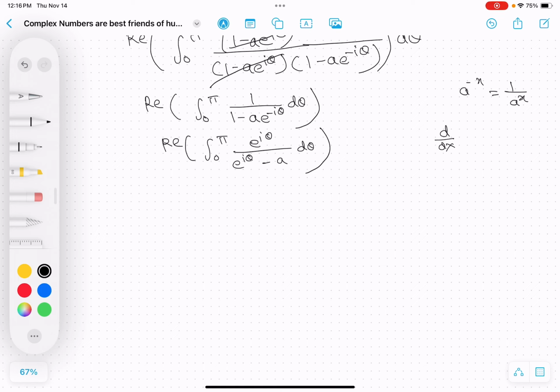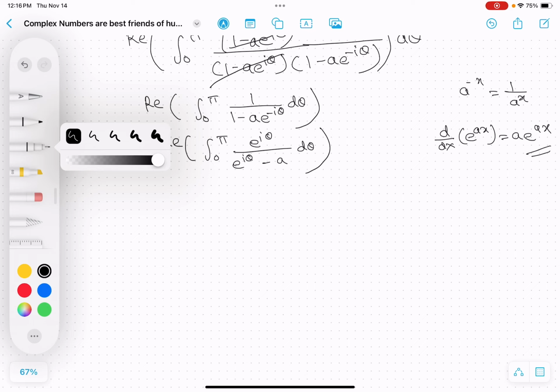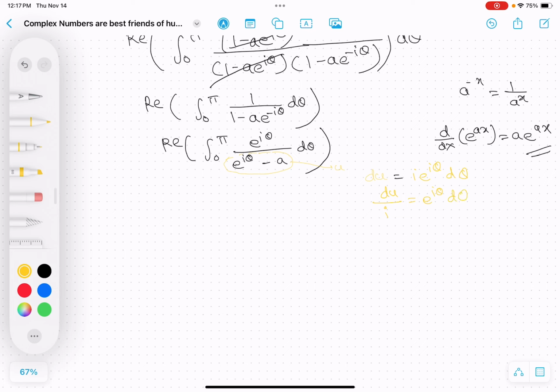Now you might know that the derivative of e to the power ax is just a times e to the power ax, right? Now in this case, if I make a substitution that this is basically our u, then as du I'm going to get i e to the power i theta d theta, right? So du by i will just be e to the power i theta d theta. So this will just be du by i, and i is a constant.